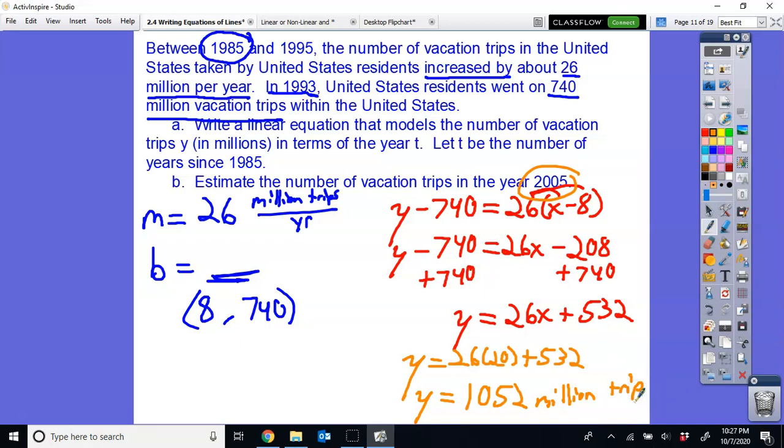Now, that might sound a little crazy, but 1,052 million is the same thing as a billion, 52 million. It sounds like a lot, but remember, vacation trips can be even short trips. In the United States, you could have 300 million people going somewhere a couple times a year. That's not the problem. The problem is because we extrapolated, what we didn't take into consideration, especially because this is talking about 2005.